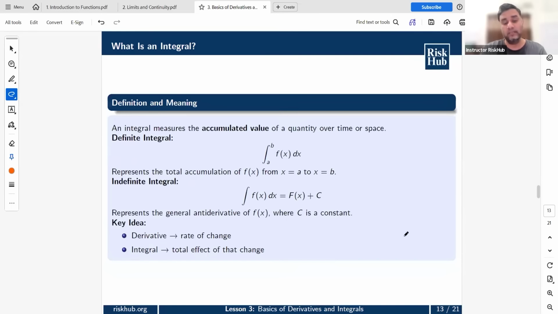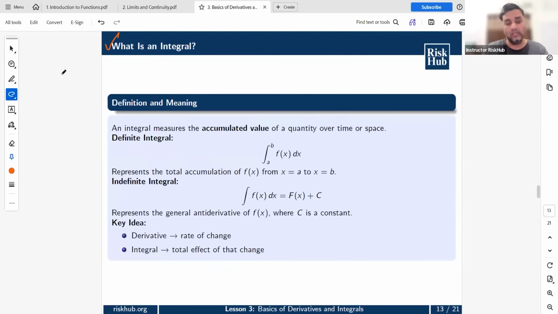Now, once we have seen this, we are getting into the next part. We have covered the derivative part, we have covered the Greeks part. Now we are getting into the integral. After doing the derivative, we are moving to the integral, which is the mirror image of the derivative. The derivative tells us how fast something changes. The integral tells us how much change accumulates over time. So what is an integral?